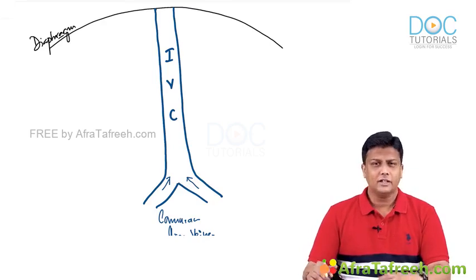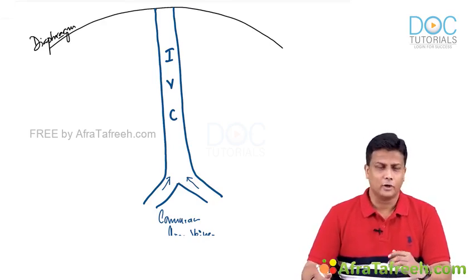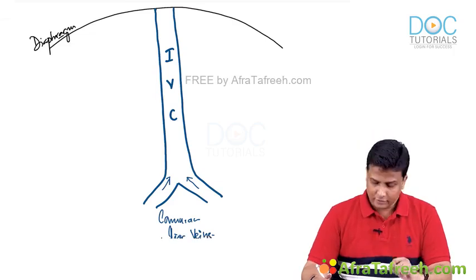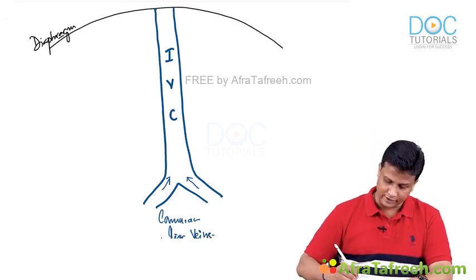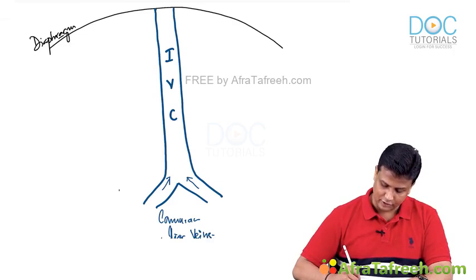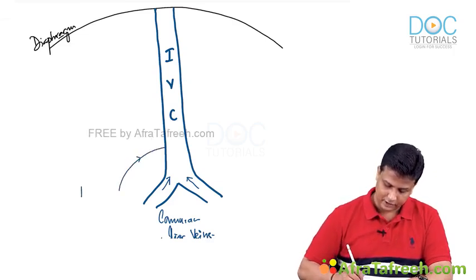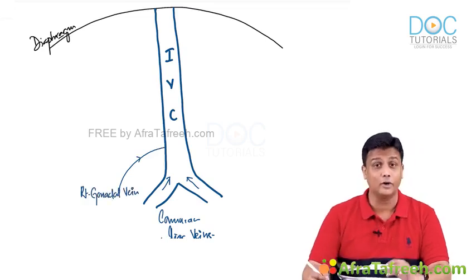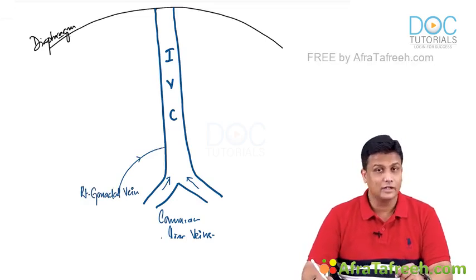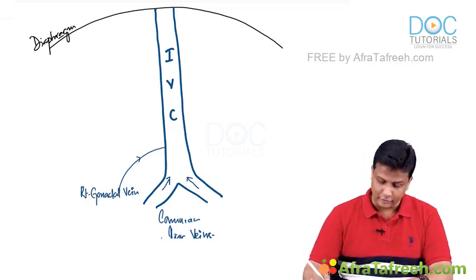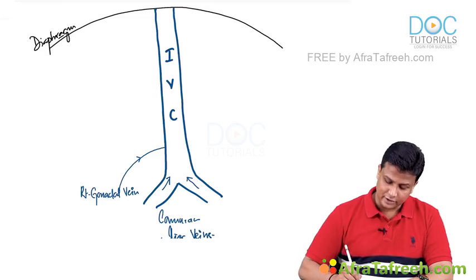Now, after learning the formation of this inferior vena cava, what is the next thing to learn? Obviously, we need to learn about the tributaries. Let's start one by one in this diagram. First of all, you'll have the right gonadal vein. And be very careful here. It's only the right gonadal vein draining the blood into the inferior vena cava, not the left one. I'll tell you where the left gonadal vein will drain the blood. Right gonadal vein.